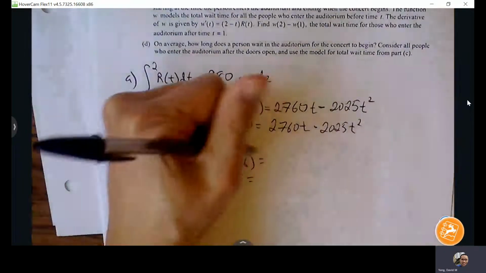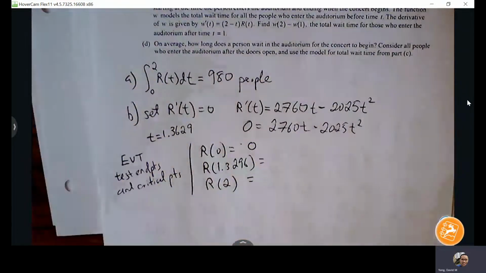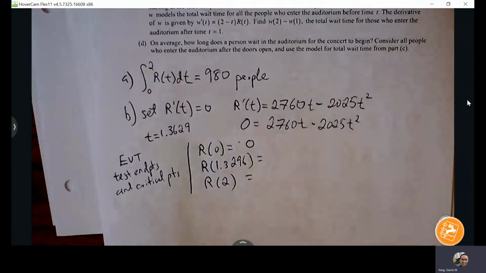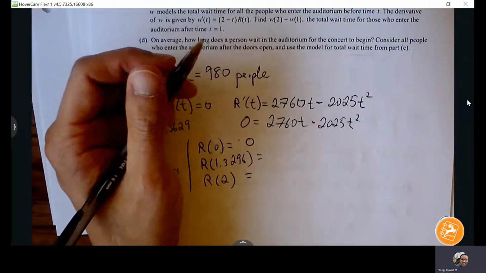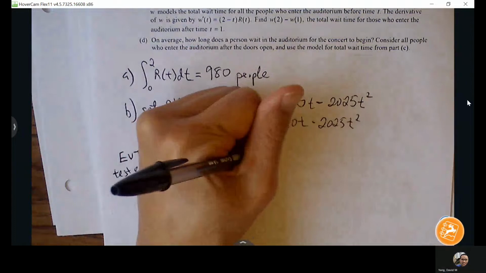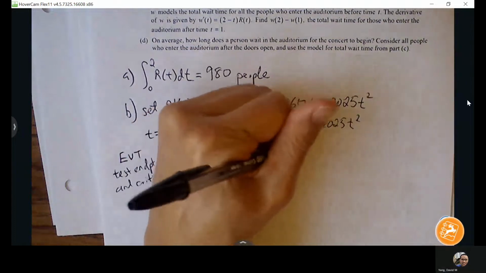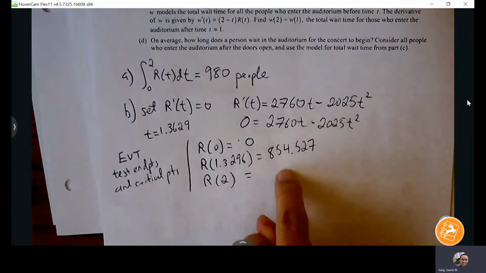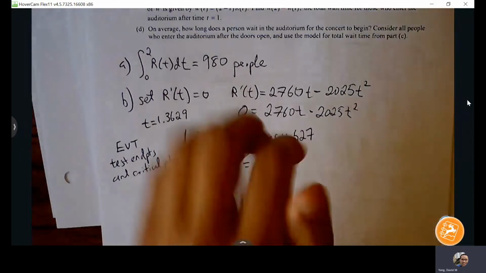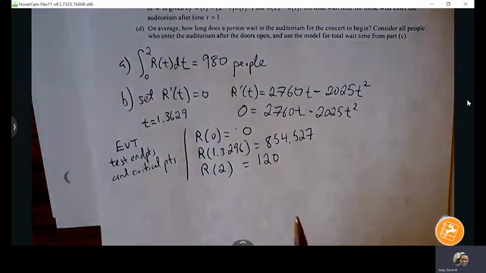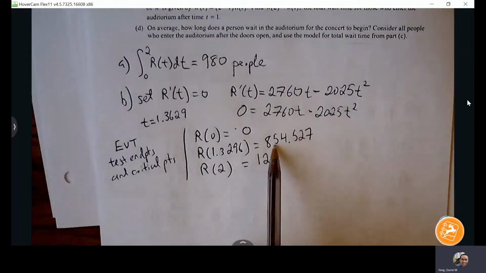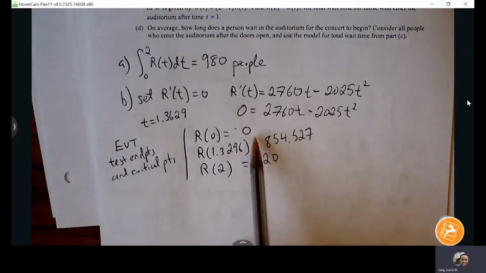So 0 would give us 0, because we know that at 0 hours there's no one in the auditorium, so the rate is still 0. One hour in, the rate is 854 people per hour, and then 2 hours in, it's only 120. So you can tell that the max rate is 854 because that's the largest number among the three.